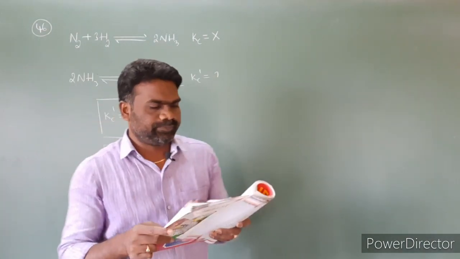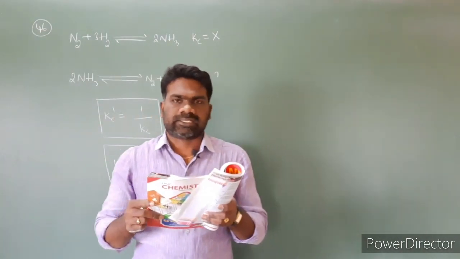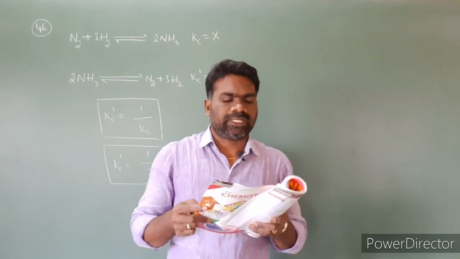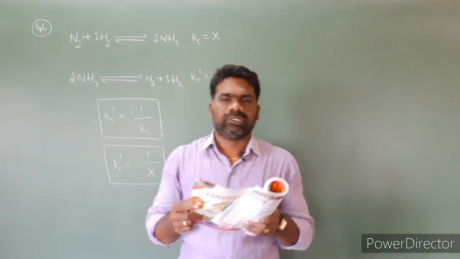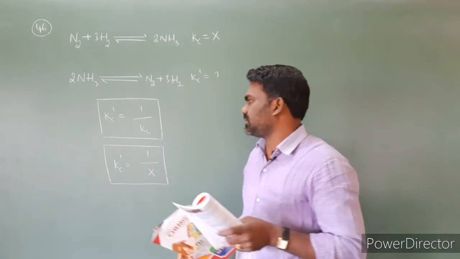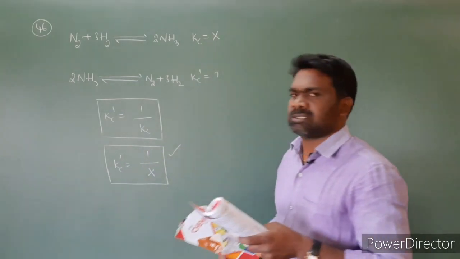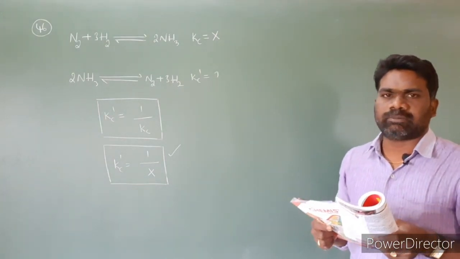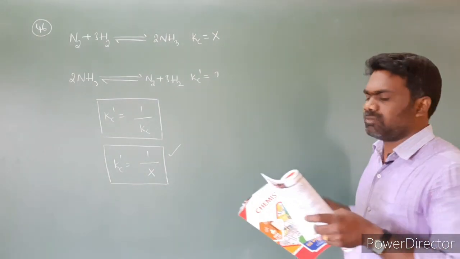Look at the options. Option 1, X. Option 2, 2X. Option 3, 1 by X. Option 4, 3X. So for question number 46, the third option is correct. The third option is 1 by X. Next, question number 47.